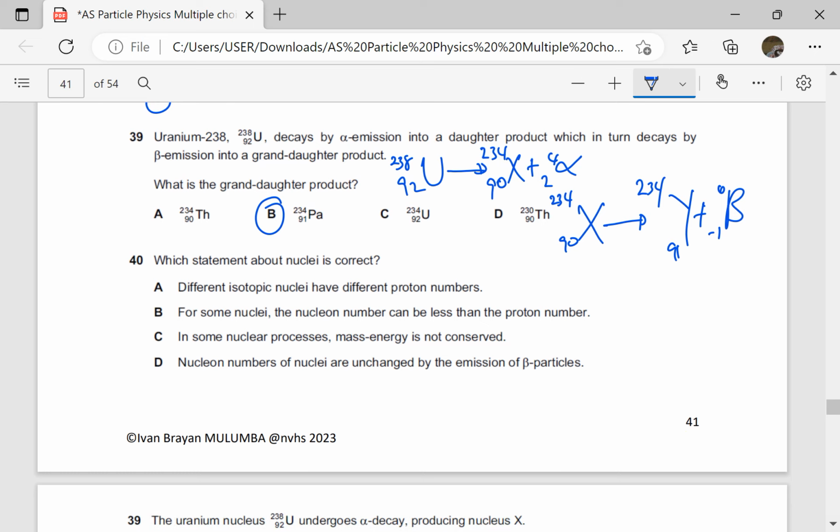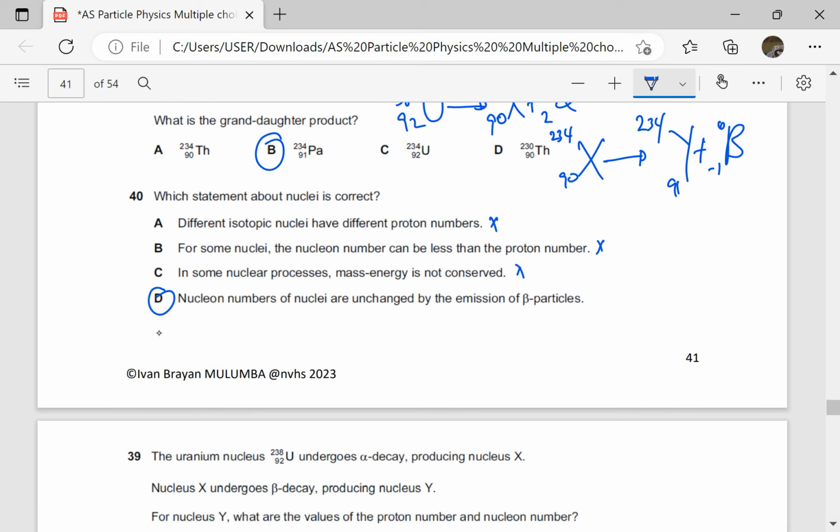Which statement about nuclei is correct? Different isotopic nuclei have different proton numbers. That is not true. If they are isotopic, they have the same number of protons. For some nuclei, the nucleon number can be less than the proton number. That can never be true, because a proton is one of the nucleons. In some nuclear processes, mass energy is not conserved. That is not true. In all nuclear processes, mass energy is always conserved. So it means our answer is going to be D.